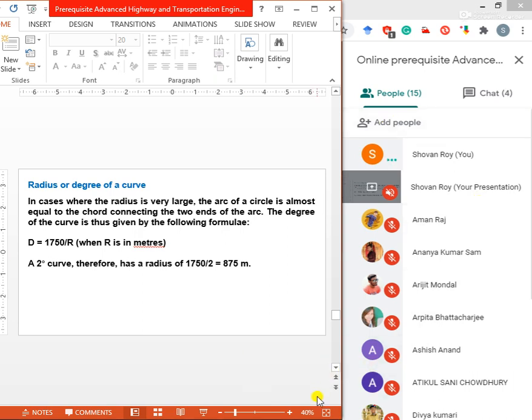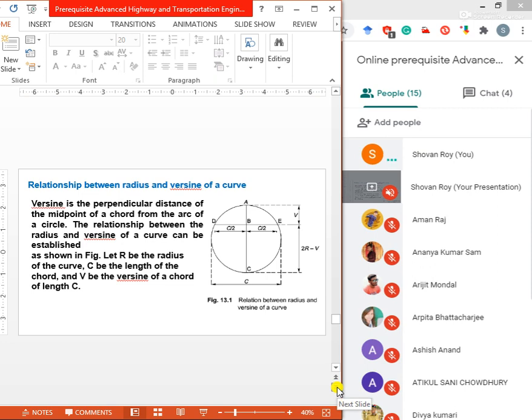Next, the relationship between radius and versine of a curve. These are things which are actually needed for railway engineering, not for highway engineering. Some things are important for railway engineering, some descriptions, some derivations, a little bit more than your highway engineering.